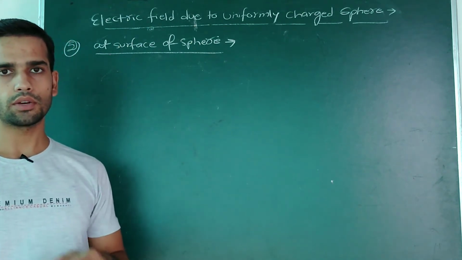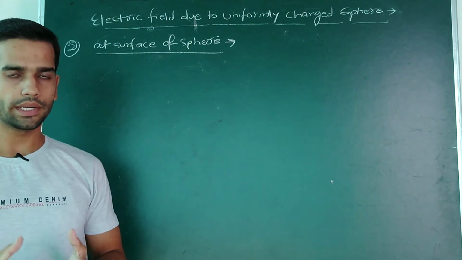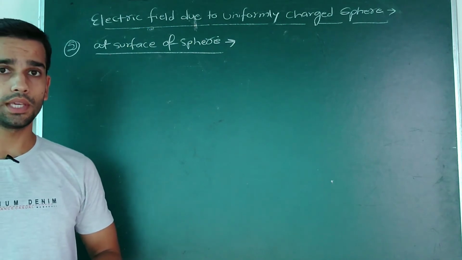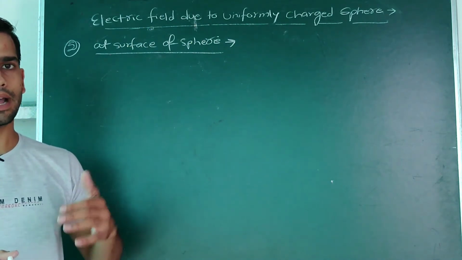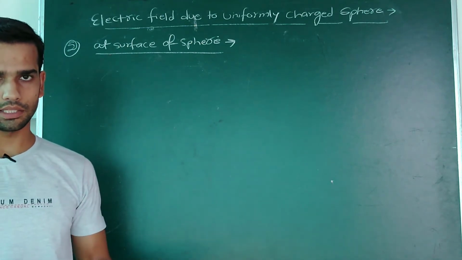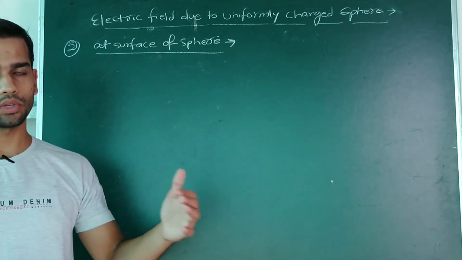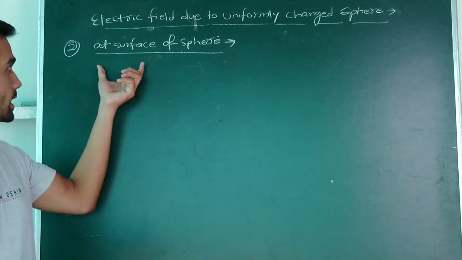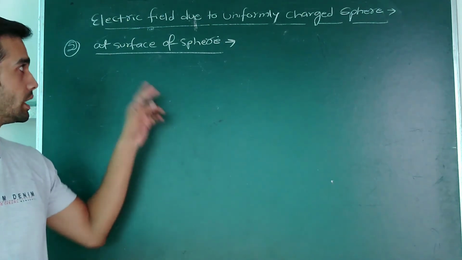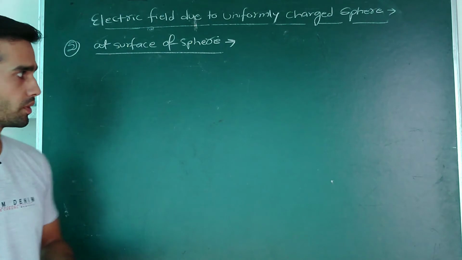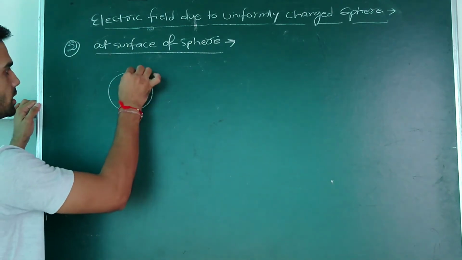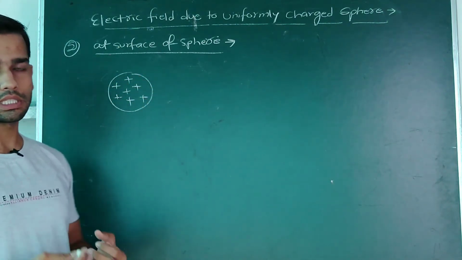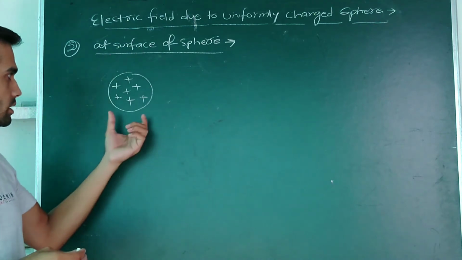So in this sequence we are going to discuss how to calculate the electric field at the surface of a uniformly charged sphere. In the first case we calculated the electric field outside the uniformly charged sphere. It means the point at which we want to calculate the electric field was given outside the uniformly charged sphere. But in this second case, we are going to calculate the electric field at the surface of the uniformly charged sphere. So first of all, we have to consider a sphere which is uniformly charged, and because it is a non-conducting sphere, the charge is distributed throughout its volume.